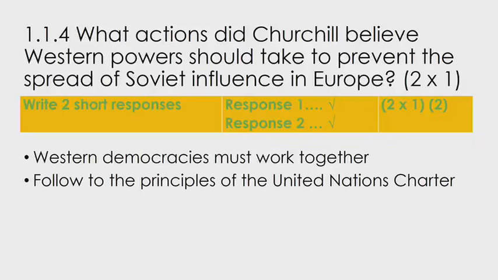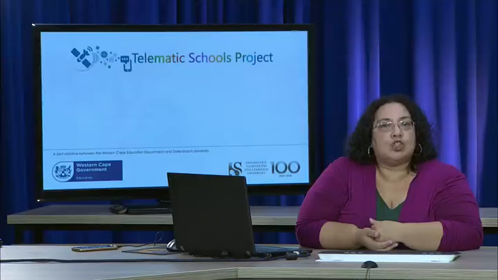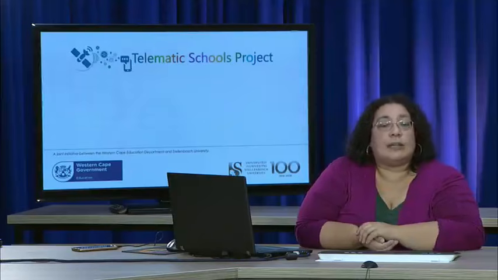So our responses simply are: Western democracies must work together, right? I think the source might make a reference to standing together, but we can say anything along the lines of Western democracies that must work together, that must be united, and then very importantly, they need to follow the principles of the United Nations Charter. Now, because the mark allocation is so brief, we don't necessarily need to explain what these principles are of the United Nations Charter. We can just say they must follow the principles of the United Nations Charter.